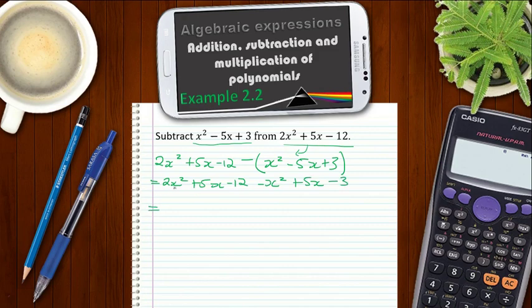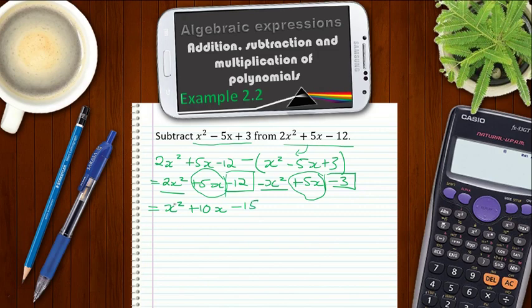And then my like terms, so 2x squared minus x squared is x squared. 5x plus 5x is 10x. Minus 12 minus 3 is negative 15.